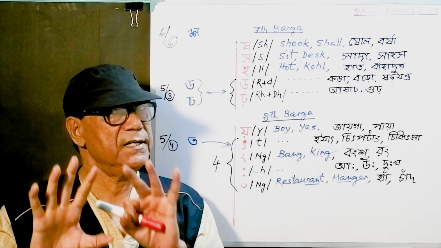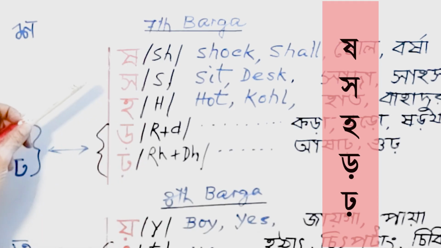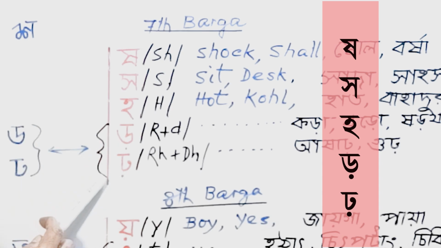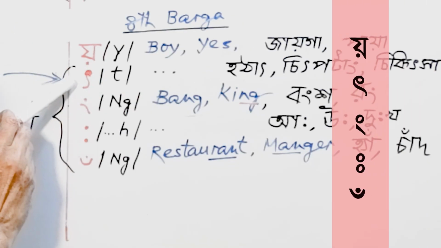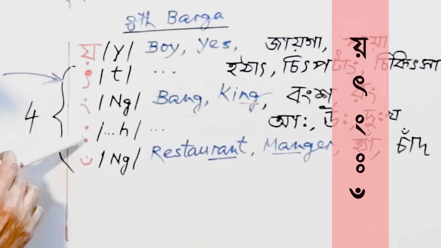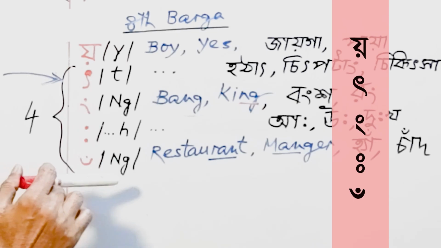So today we have learned 10 letters: Murdhanya Sha, Danta Sa, Ha, Doi bindu Ra and Doi bindu Da, Antastha Ya, Khanda Ta, Anusar, Visargo and Chandra Bindu.